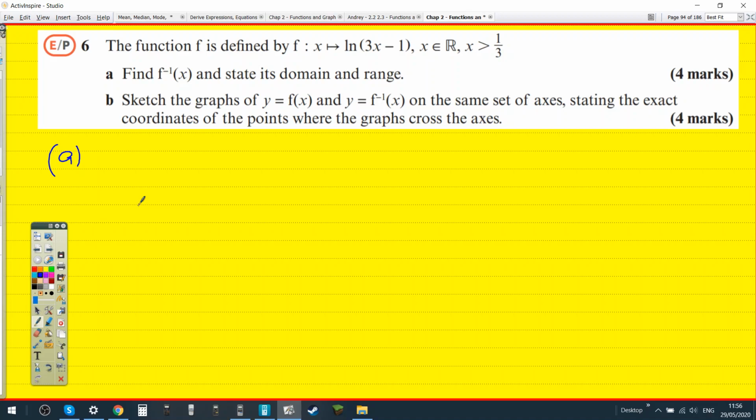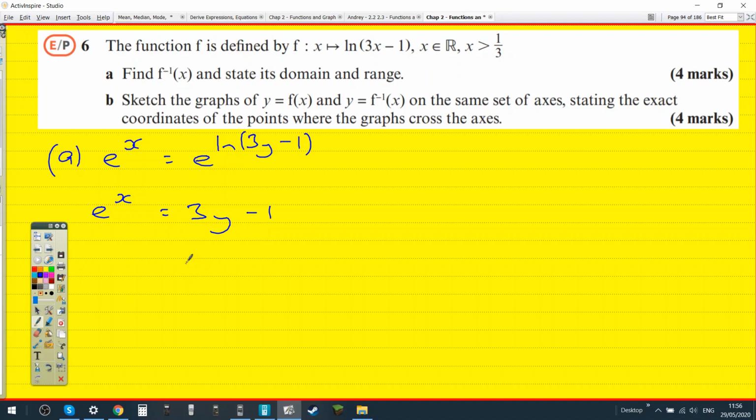So the opposite of ln is e to the x. So is it like e to the x equals e to the ln 3y minus 1? And so will it then end up being e to the x equals 3y minus 1? Yeah. e to the x equals 3y minus 1.